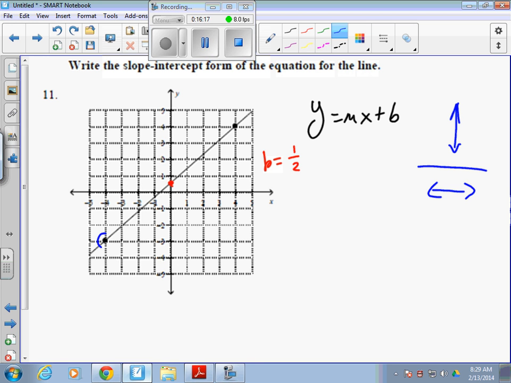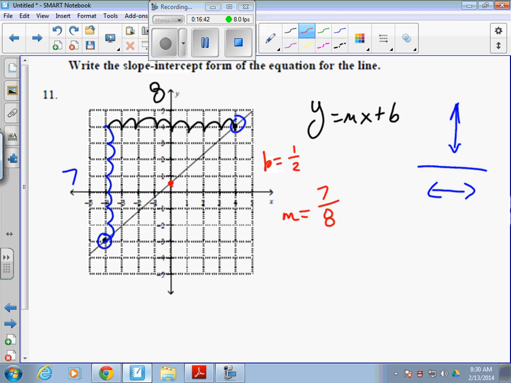So from the points given right here, you got to go up 1, 2, 3, 4, 5, 6, 7 to get to this one right here. Up 7 is positive 7. And you got to go to the right 1, 2, 3, 4, 5, 6, 7, 8. To the right is positive 8. So up 7 is positive 7. To the right is positive 8. Your m value is 7/8.